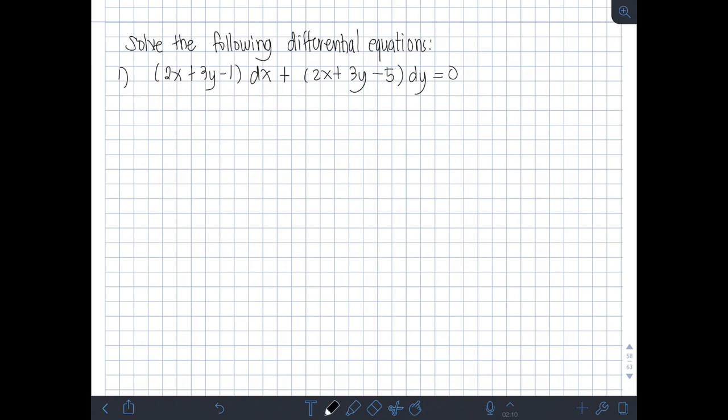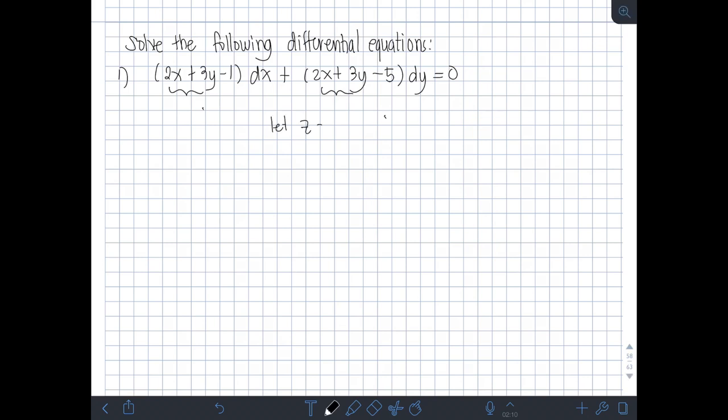Solve the following differential equations. So, for the first one, we have quantity 2x plus 3y minus 1 dx plus quantity 2x plus 3y minus 5 dy equals 0. Okay, so anong magandang substitution kaya ang pwede natin gamitin dito? So, kahit anong variable pwede niyo gamitin, ha? So, kung mapapansin niyo, parehong merong 2x plus 3y yung M tsaka N natin dito. So, pwede nating i-let 'yun as a single variable. Okay, so sige, try natin.